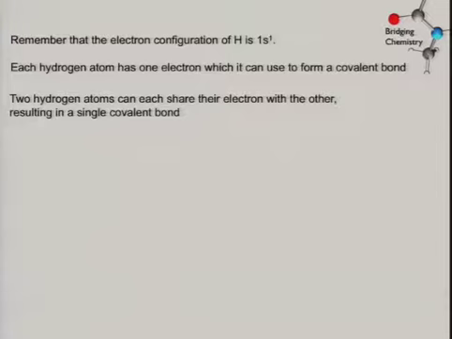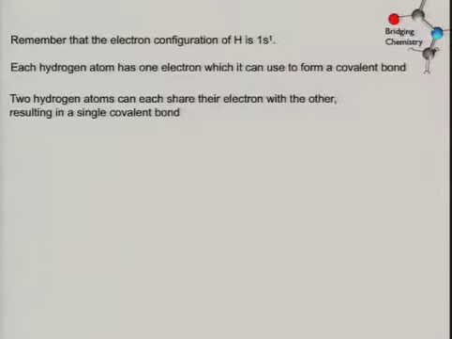So if we have two hydrogen atoms, they can each share their electron with the other hydrogen atom, and so that can form what we call a single covalent bond. Remember, a covalent bond is a pair of electrons being shared between two atoms. So in this case, we can make a pair because we've got two electrons. One comes from one hydrogen atom, the other one comes from the other hydrogen atom.